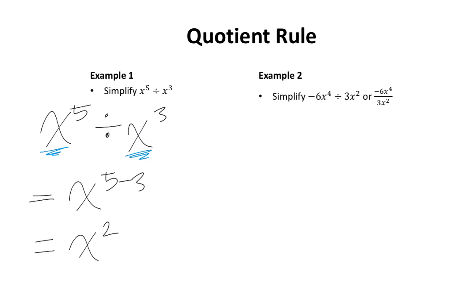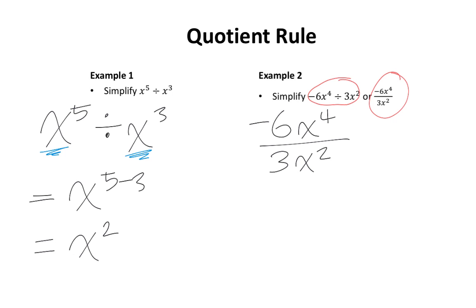In our second question, I want to simplify negative 6x to the power of 4 divided by 3x to the power of 2. Now, you'll notice that I've written this question in two different ways. One with a division sign and the other with a fraction. They mean exactly the same thing. So let's work with the fraction instead. So I have negative 6x to the power of 4 divided by 3x to the power of 2.